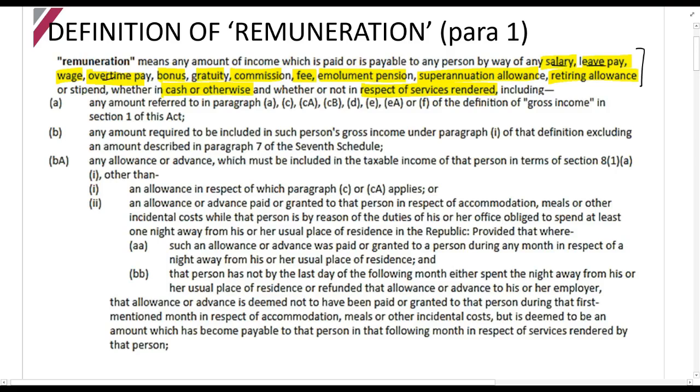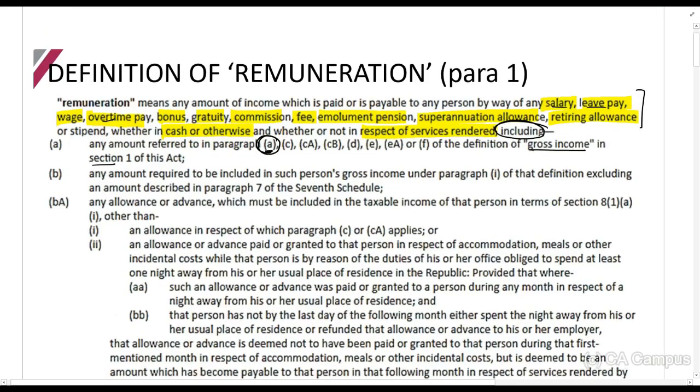So now we're going to look at some of the other amounts, and some of them have special rules. The first thing I want you to see is they say it also includes amounts which are referred to in the definition of gross income in section 1. A is an important one I want you to see. A in the gross income definition is an annuity.